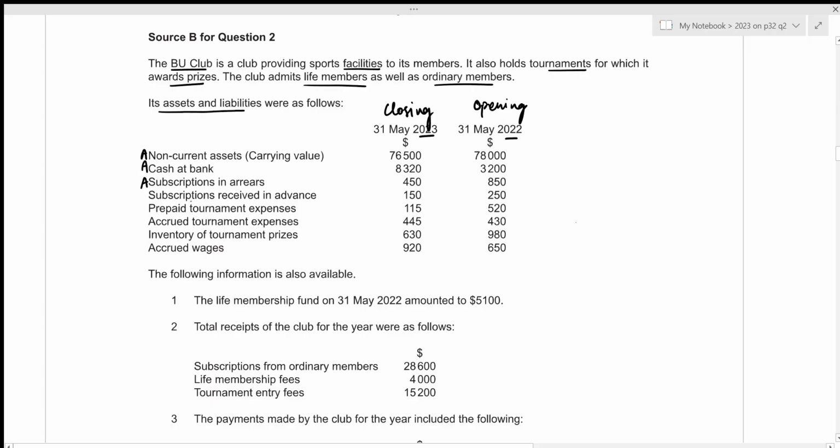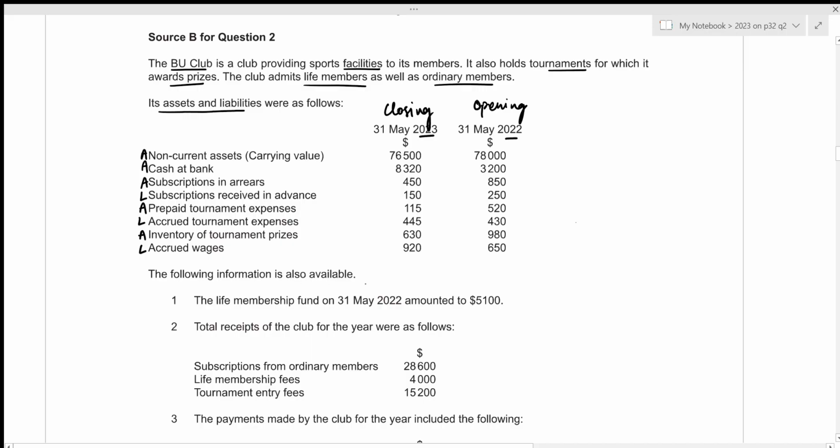Then there's subscriptions received in advance. So we've already received the payment, but we are yet to provide the services for this payment. So this will be our liability. There's prepaid tournament expenses. So we have already paid out the expenses, but we are yet to receive the services for it. This will be our asset. Then there's accrued tournament expenses, which we are yet to pay. That's a liability. Inventory of tournament prizes. Inventories are always assets. Then there's accrued wages. These are the wages we are yet to pay. These will also be liabilities.